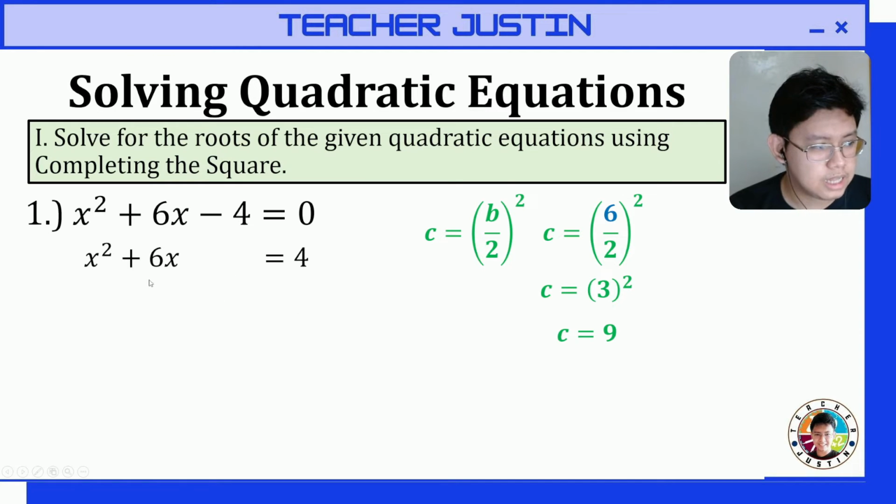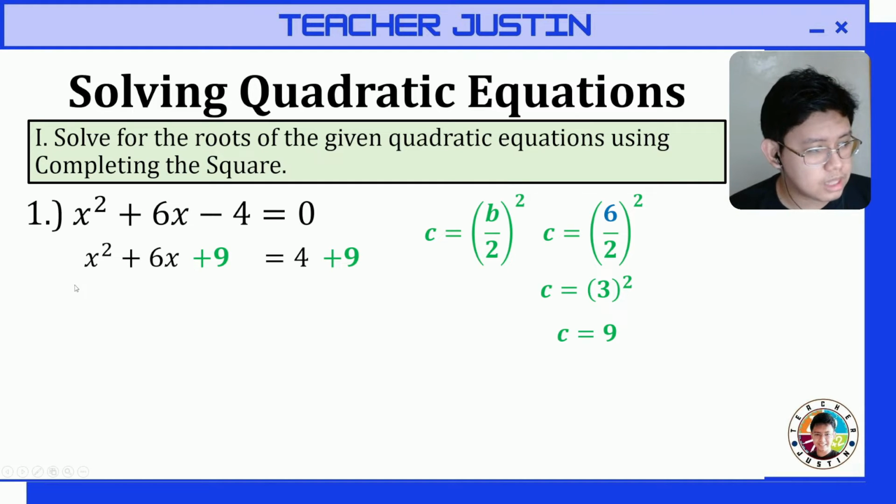Therefore, ang idadagdag natin dito sa binomial na to, that will make it a perfect square trinomial, is we have to add 9. Now, remember, na pag nag-add tayo ng 9 sa isang side ng equation, dapat mag-a-add din tayo ng 9 sa kabilang side. So, ganun yung equality. Okay? Whatever value you add, subtract on one side of the equation, you have to apply it in the other side of the equation as well.